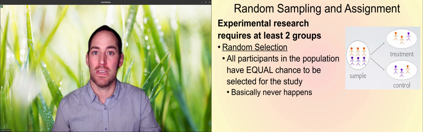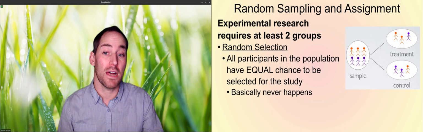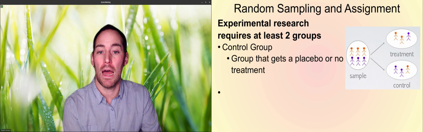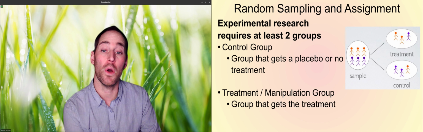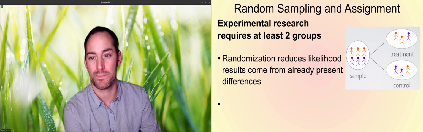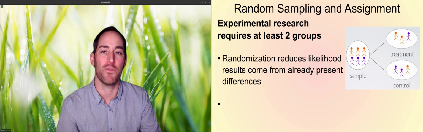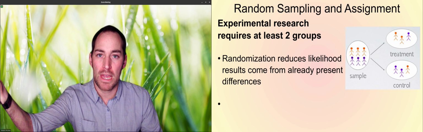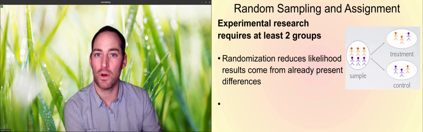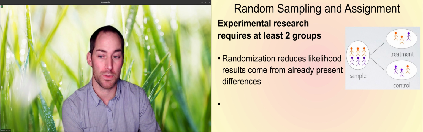Random selection is you have access to the whole population and everybody has a chance to possibly be assigned to a group. So your control group is the group that gets a placebo or no treatment. The treatment or manipulation group gets the treatment. So randomization reduces the likelihood that those effects came from everybody with higher GPA being in one group than the other. So any other potential difference that could change the results is randomly split up between the two groups.